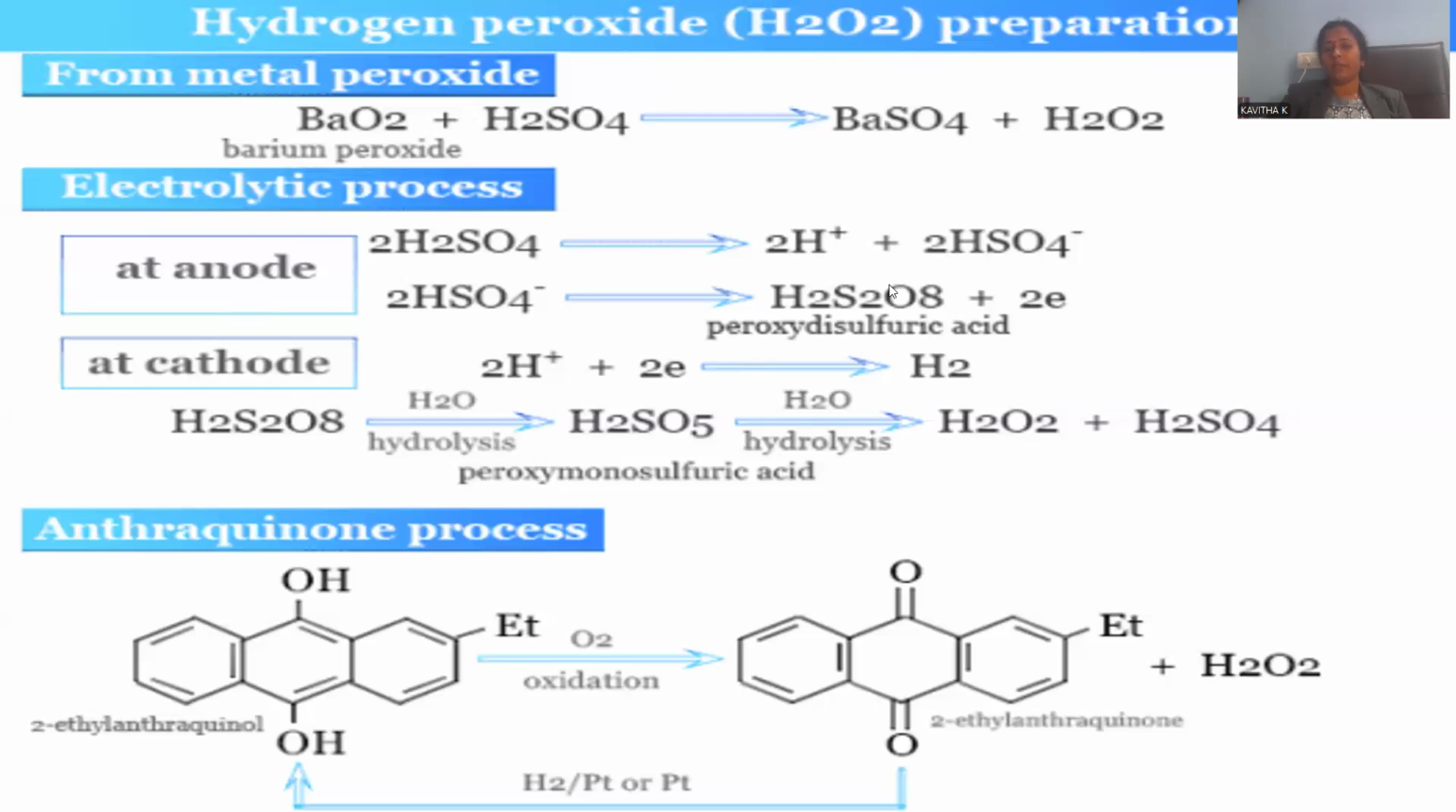Upon dimerization, there is a liberation of 2 electrons. The 2 electrons released will be accepted by protons. H plus are regarded as the protons itself, and they get converted into a hydrogen molecule. A gaseous hydrogen molecule is generated at the cathodic region, the electrons being accepted, which is a kind of reduction. H2S2O8 is called peroxydisulfuric acid.